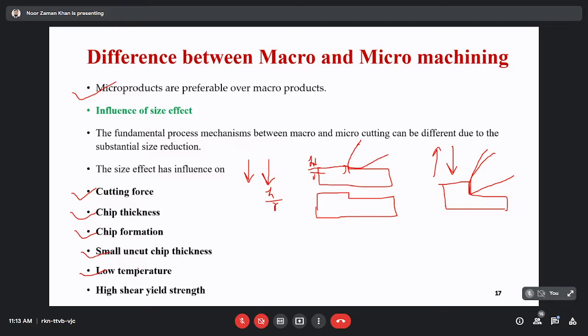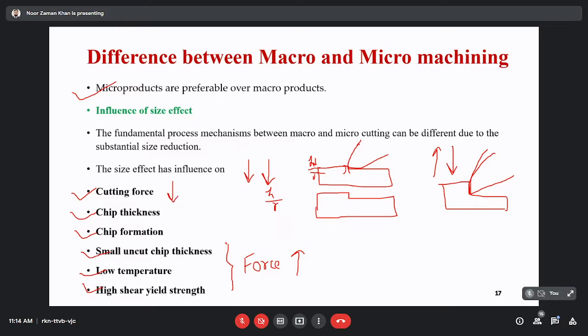Due to low temperature, it will lead to high shear yield stress of the workpiece. अगर temperature कम होगा तो shear yield stress will increase. It means that more force will be required to cut the material. So here we require the force to be high, whereas in the macro case we said the force will be reducing.